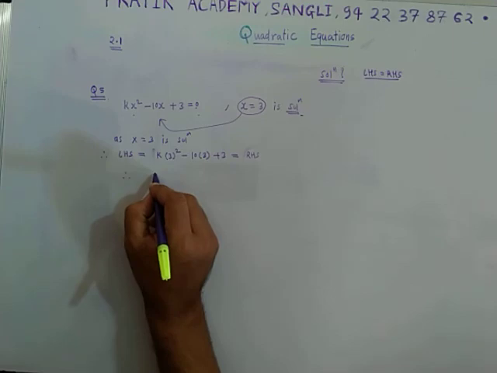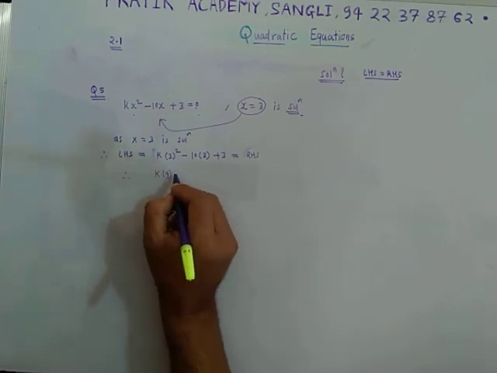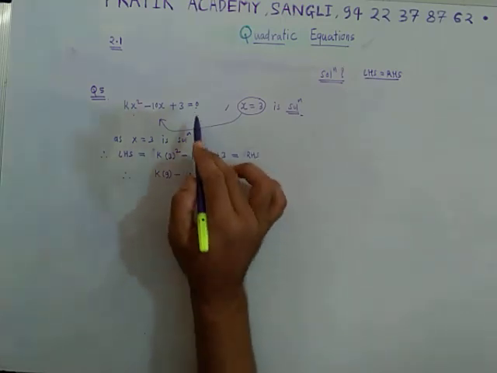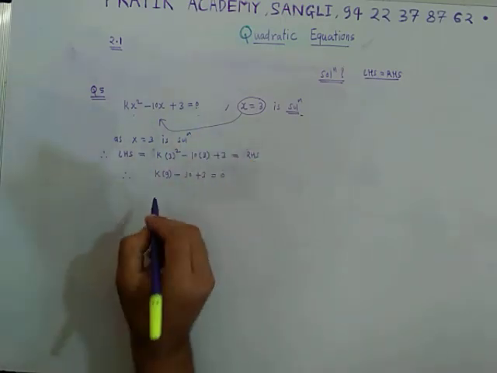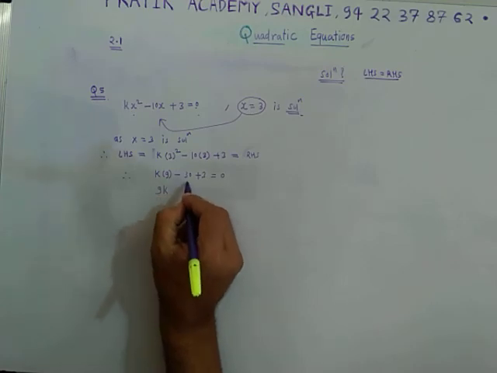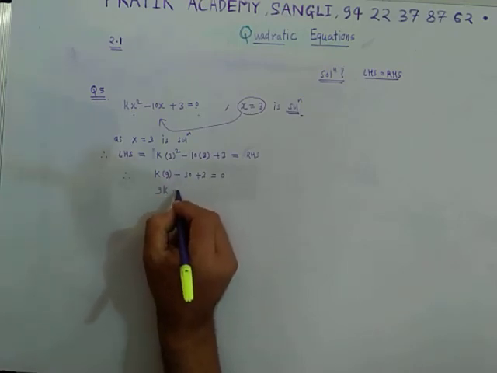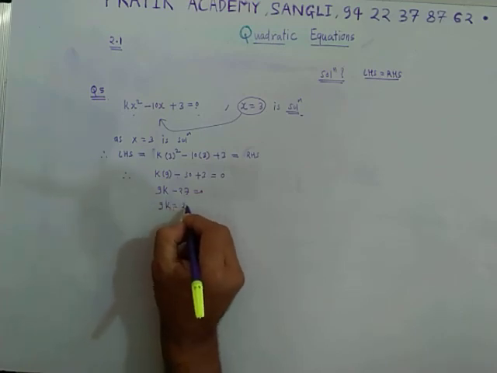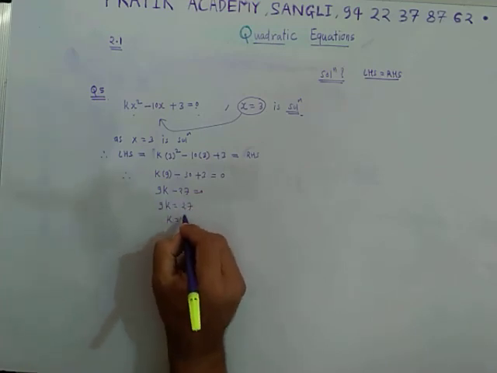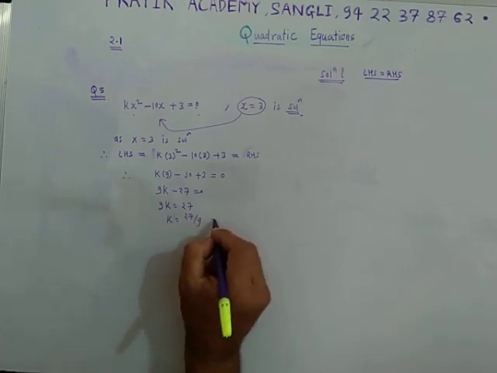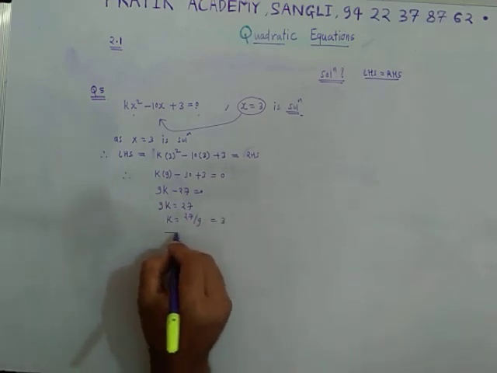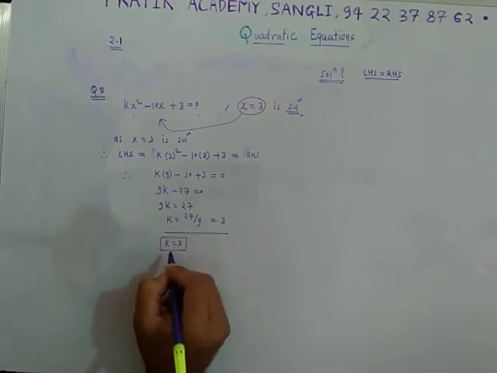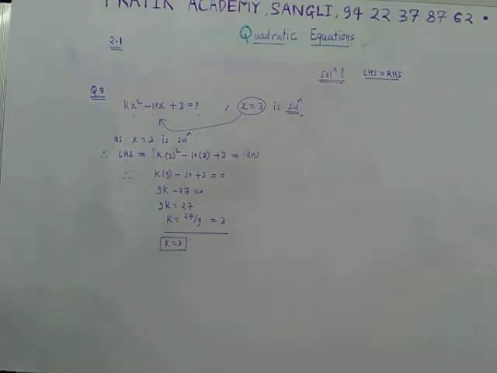Therefore k × 3², 9k, minus 30, plus 3. What is the value of RHS? 0. So 9k − 30 + 3 = 0, so 9k − 27 = 0, 9k = 27. k = 27 divided by 9, which is 3. So k = 3 is the required value.